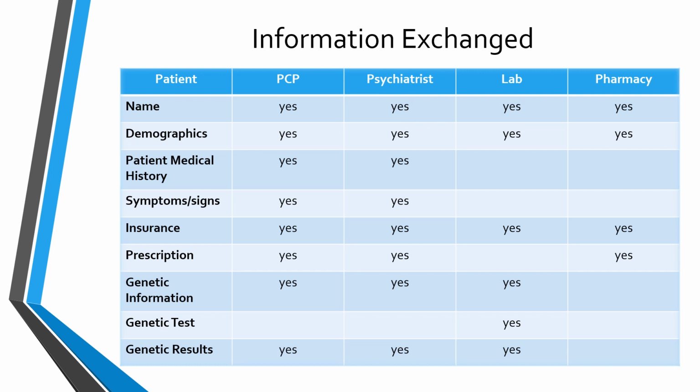As you can see, between the primary care physician and the psychiatrist, the patient's name, demographics, symptoms, insurance, genetic information, patient medical history and genetic results are shared. And then the lab also shares the genetic information, the test results, and the genetic testing, and so on. And so does the pharmacy with the insurance, prescription, and the name, demographics.